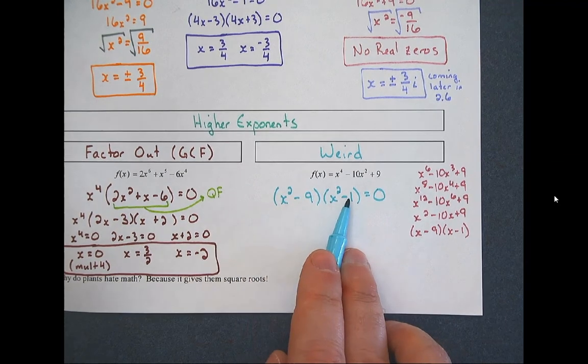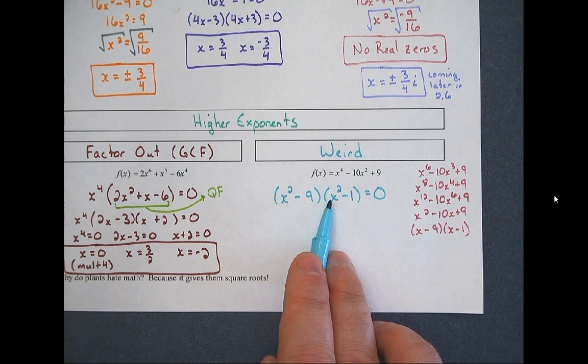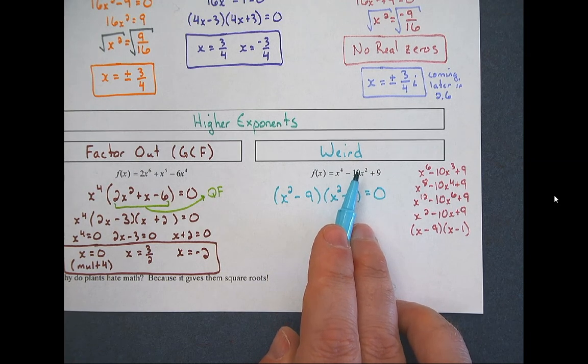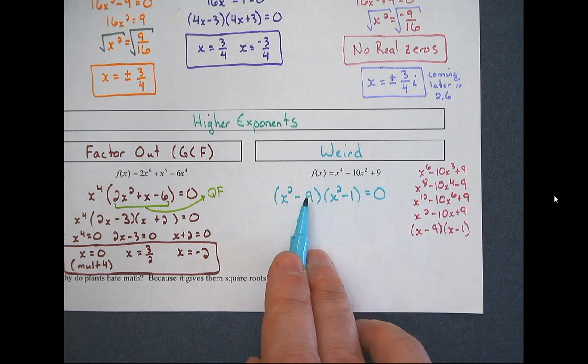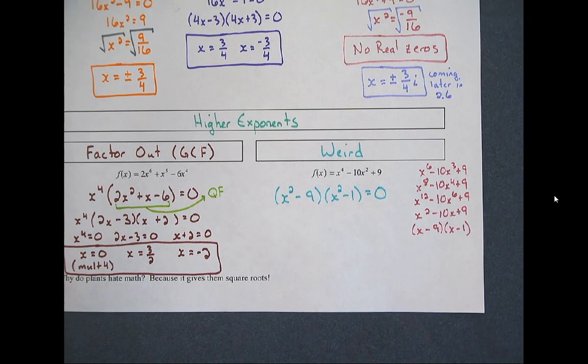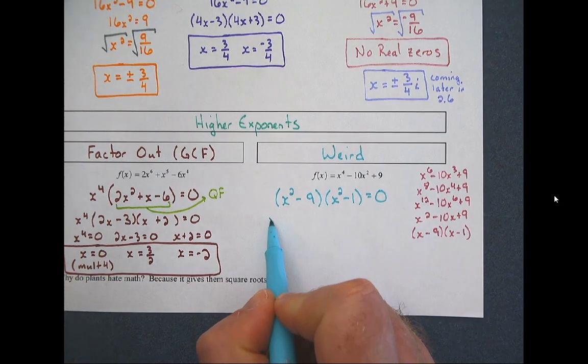x squared times negative 1 is negative 1x squared. Negative 9 would be negative 9x squared. So minus 1x squared minus 9x squared would end up being negative 10x squared. And then negative 9 times negative 1 would be positive 9. What is this now? We've got parentheses. What is this now? This is factored. So if this is factored, that means I can ZPP.